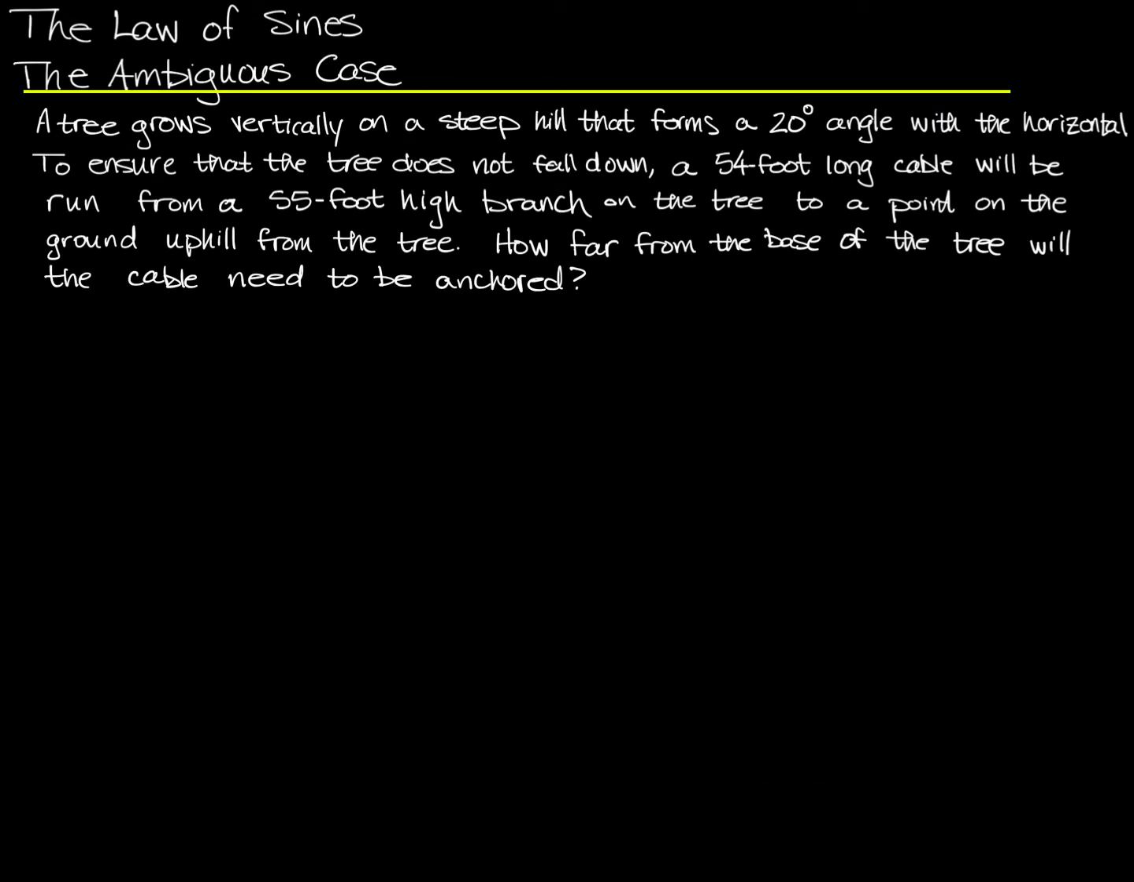Okay, I decided that this was a really good opportunity to look at an application as well. Let me read through this and then we'll talk through what some of our options are. A tree grows vertically on a steep hill that forms a 20-degree angle with the horizontal. To ensure that the tree does not fall down, a 54-foot long cable will be run from a 55-foot high branch on the tree to a point on the ground uphill from the tree. How far from the base of the tree will the cable need to be anchored?